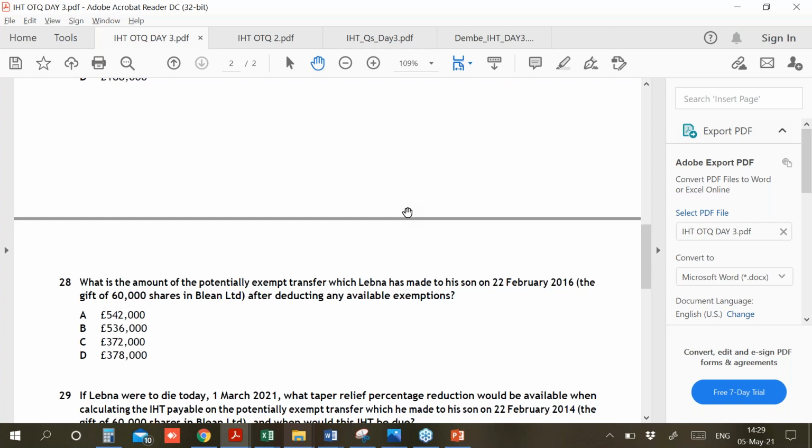The gift of the shares in Bleen Limited after deducting any available exemptions. So we have to calculate the amount of the shares. And normally, whenever I see shares in the IHT, I remember a topic called transfer of value. There are certain assets for which their single value is different as their aggregated value is different. For example, shares in a company. If you are an owner of 80% of the company, which means if you have a holding of 80% or more, your share might be of a different value. If I have a holding of 30% or less, I might have a per share value different than yours.